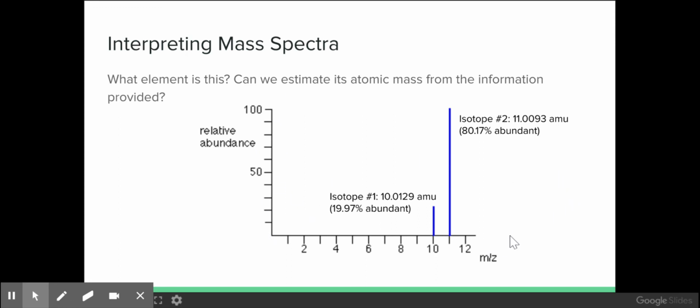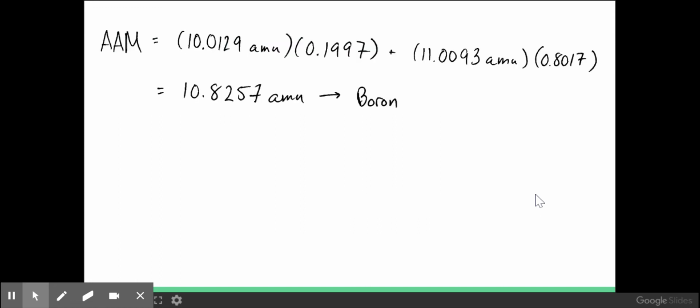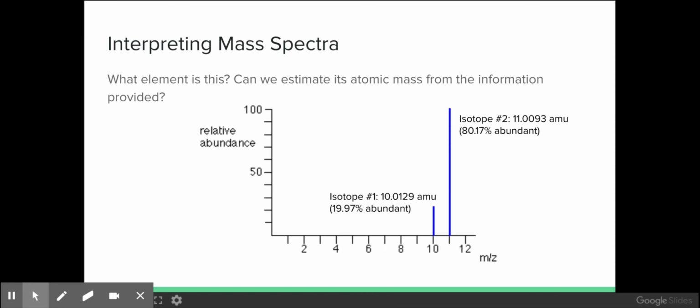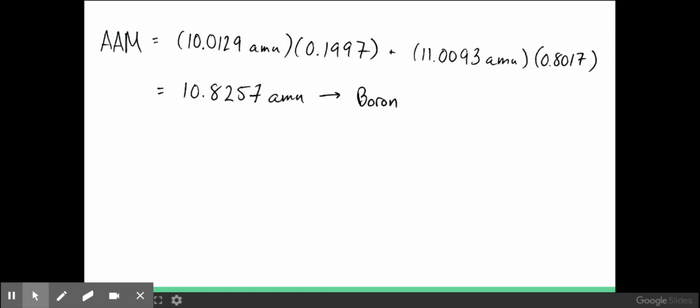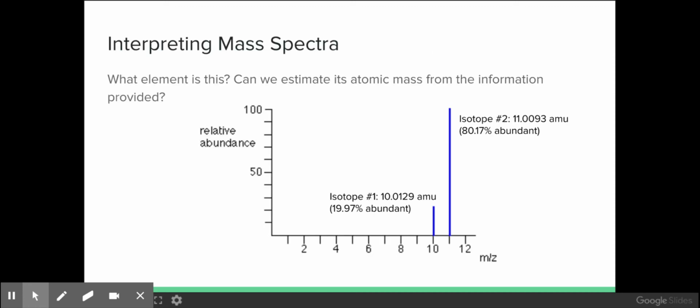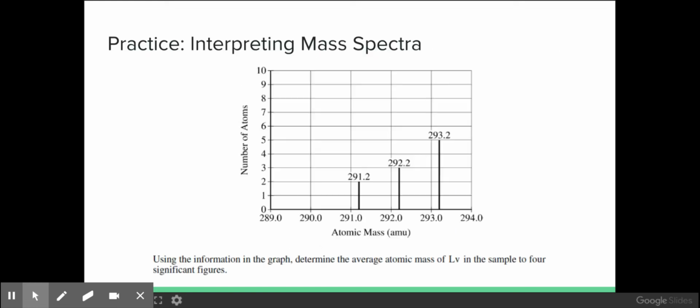So if I go to my periodic table, I can make the assumption, yeah, this must be boron, because if I take the information from this chart and I substitute it in to my atomic mass equation, I can figure out that this atomic mass matches that of boron's, and therefore that is the mass spectra that I would expect to see should I introduce boron to a mass spectrometer.